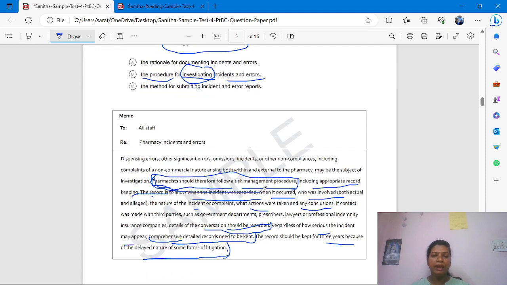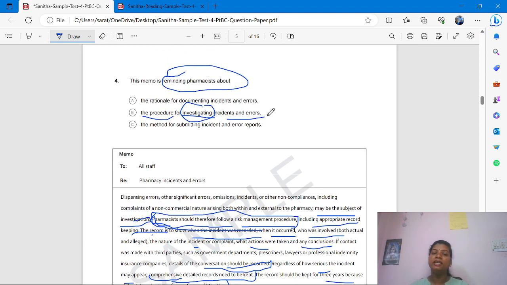These records may get investigated, but it is not saying the procedures of investigation, how it is investigated. Not saying anything about the procedure for investigating incidents and errors. So we can strike out this option.